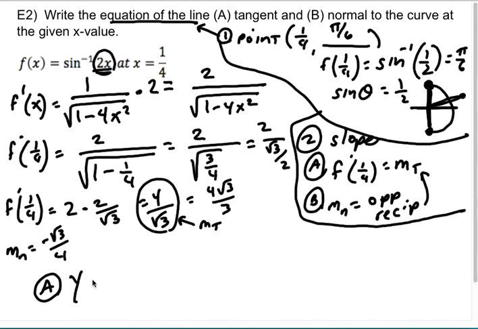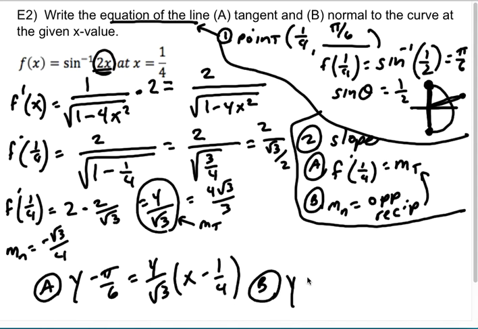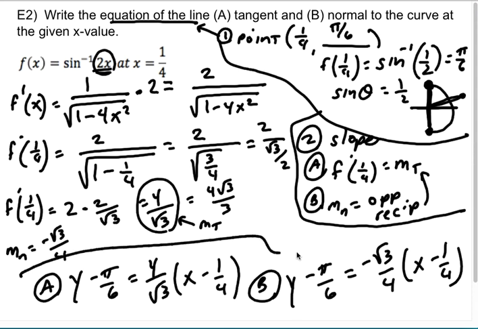So y minus the y value equals 4 over root 3, that's my m, times x minus the 1/4, that's my tangent line. And my normal line is exactly the same answer but with a negative root 3 over 4 in its place. Okay? And those are my two answers. Again, if you wanted to add the pi over 6 to the other side in both cases to solve for y, that would be the easiest way to solve for y.